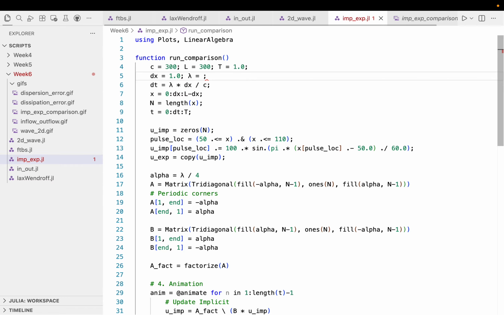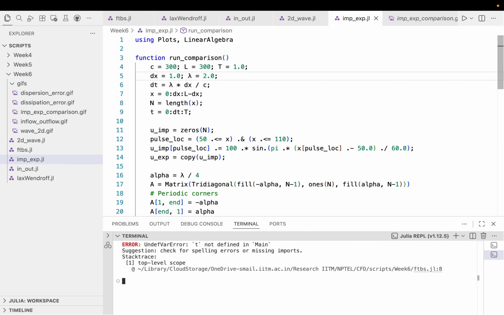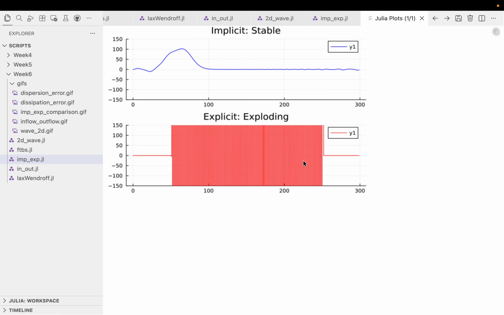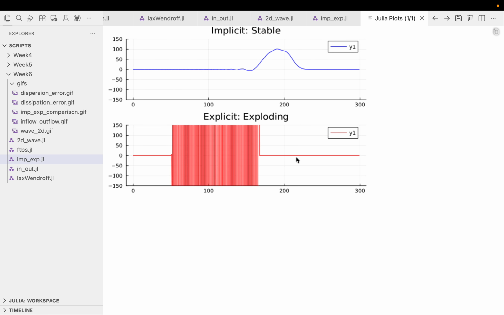But if I were to use a higher value, say lambda equal to 2 or something, you can see what happens to the solution. This just keeps exploding. But the implicit scheme is still giving me some result. Of course, the accuracy is a problem.